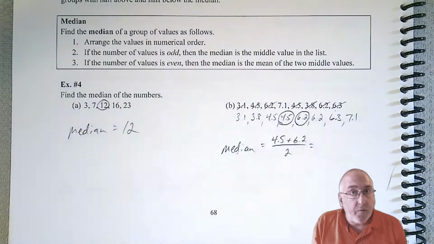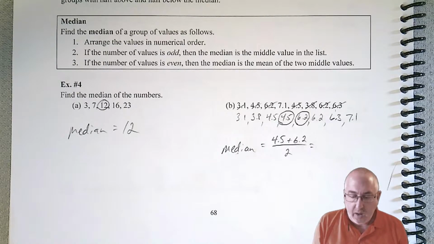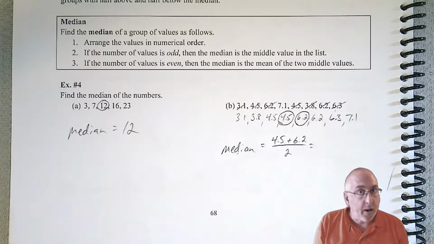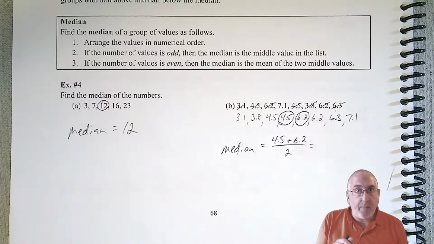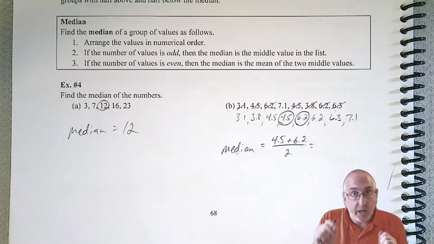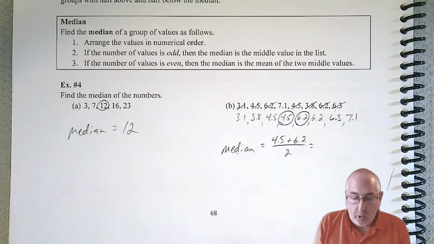Now be careful using your calculator for this. It's very easy to make a mistake. If you tried to type this all in one line and said 4.5 plus 6.2 divided by 2, your calculator is going to do it wrong. And the reason why is because your calculator is following the order of operations. If you don't tell it to add first, it's not going to. It's going to divide first. So you want to be careful with that.